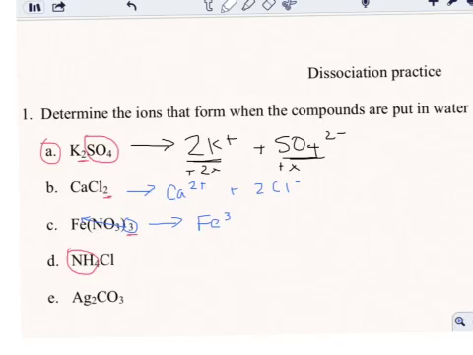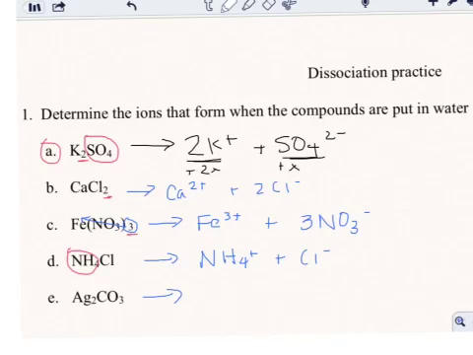We have 1 iron ion that has a 3 plus charge, and we have 3 nitrate ions. This next one here, ammonium, is a positive polyatomic ion, and that results also in 1 chloride ion.